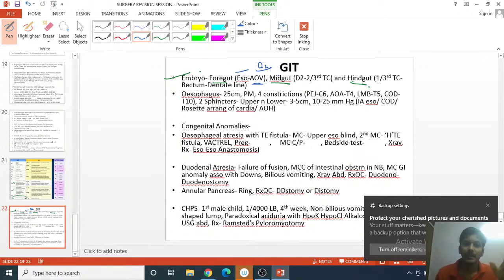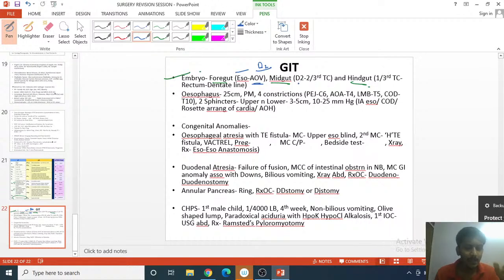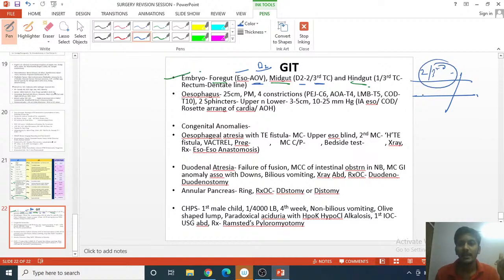Then the midgut develops from the second part of the duodenum to the proximal 2/3 of the transverse colon. So if this is your transverse colon, this is your proximal 2/3, so up to here is your midgut. So the midgut develops from the second part of the duodenum, D2, until the proximal 2/3 of your transverse colon, and lastly your hindgut develops from the distal 1/3 of your transverse colon until the rectum. In the rectum, up to where? Until your dentate line.